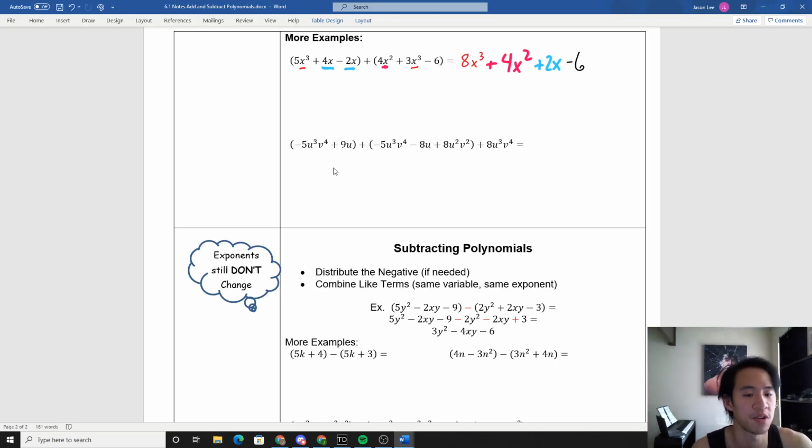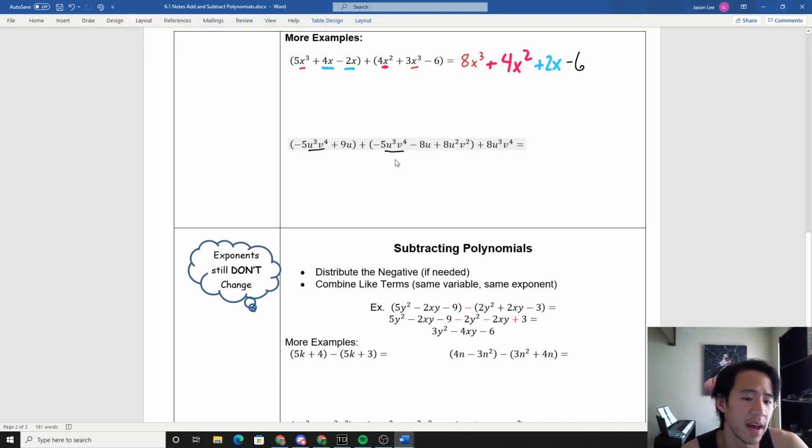Okay, the second one's a bit more interesting because we now have some crazier monomials in the sense that we have u's and v's. But it's pretty much the same thing. You just have to make sure that the variables and exponents are the same. And if they are, then you can combine them. And if they aren't, then you can't combine them.